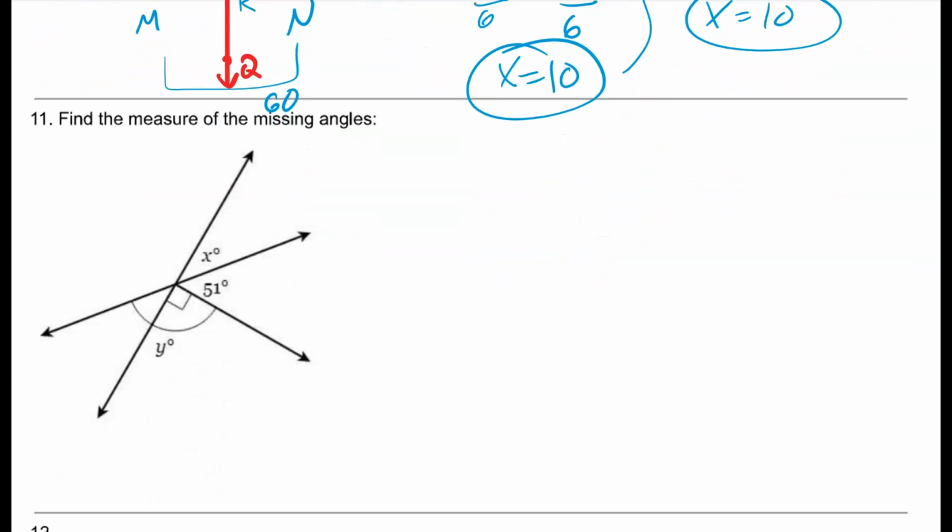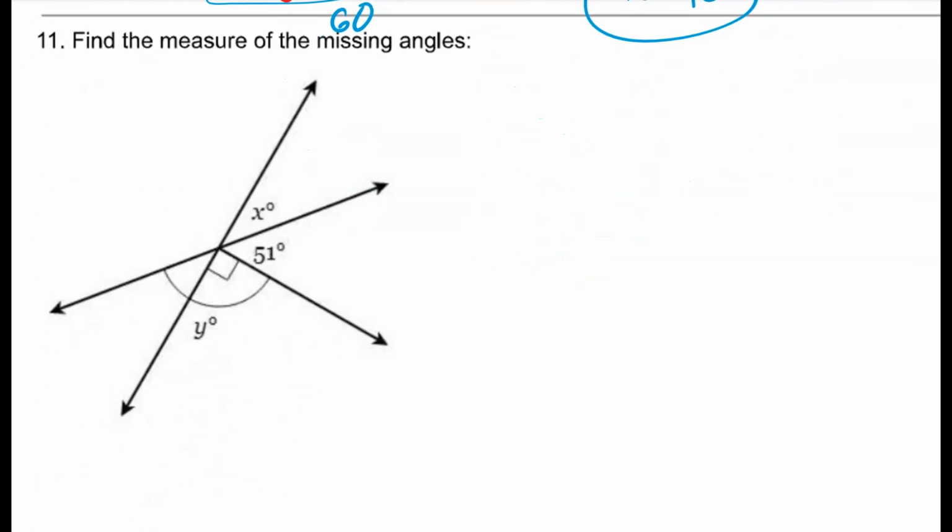Number 11. Find the measure of the missing angles. So there's a lot going on in this picture, but there's two angles I need. I need to find x, and then I need to find that angle y right there. One thing I notice is that I have a right angle right here, so that's 90 degrees.